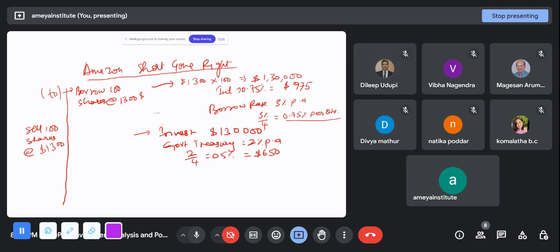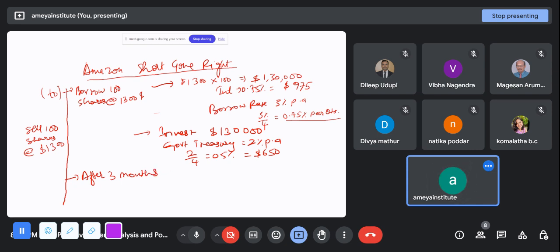Correct. So what I did, I borrowed 100 shares and immediately I sold these 100 shares at $1,300, and then I invested this 1,30,000 in government treasury where the rate of interest is 2% per annum. So every quarter I will get $650 as my interest. Okay. Now what will happen after 3 months? Now let's discuss after 3 months.